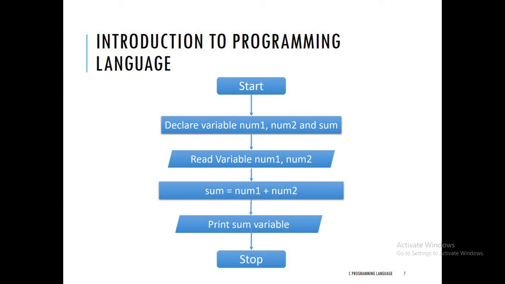to declare the variables num1, num2 and then sum. We have to read the input from the user: num1, num2, and then do the operation num1 plus num2. The added value will be stored in sum, and then print the sum variable and then stop the program. So this is another way to solve a particular problem.